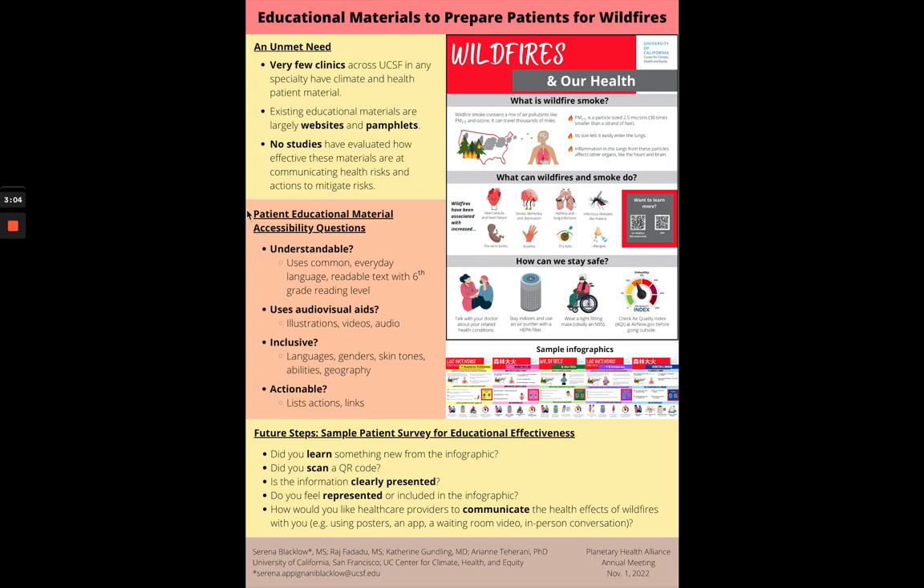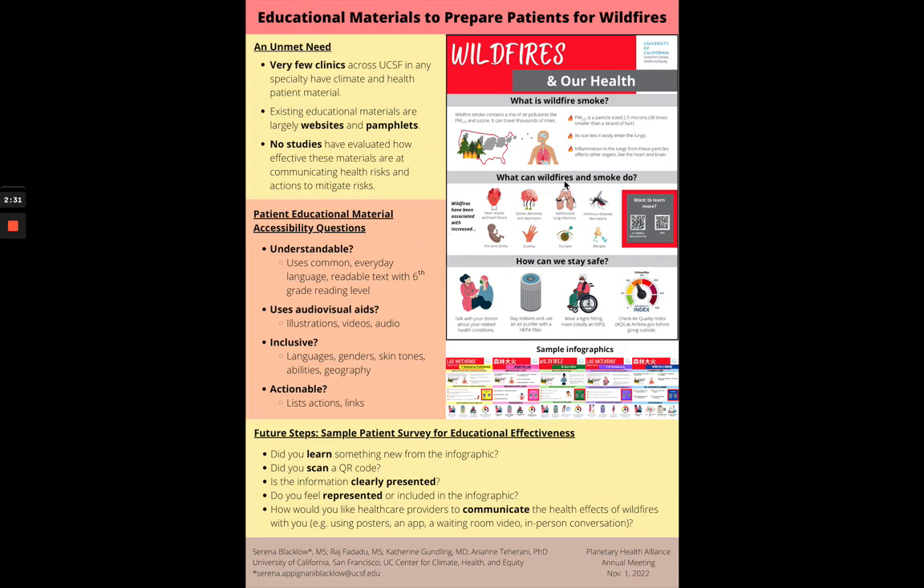In order to design them, we looked at something called the PMAT, which is a Patient Educational Material Guideline, and then we also looked at user design guidelines from the FDA, and we asked questions like, is this understandable, such as using 6th grade readability? Does it use audio-visual aids such as illustrations? Is it inclusive in terms of accessible in different languages? And then is it actionable, such as including links for further action?